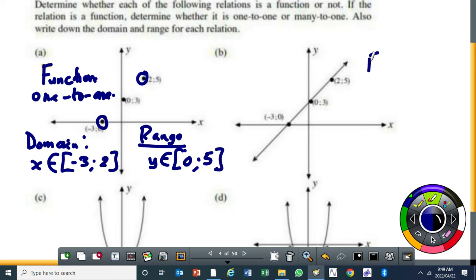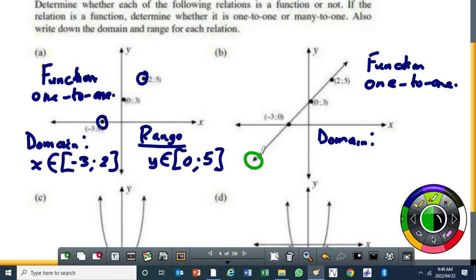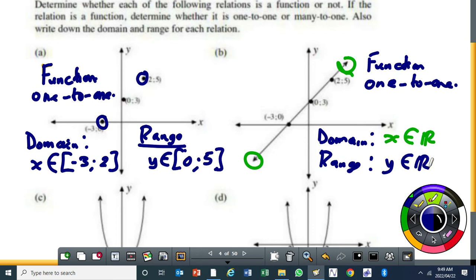So this is a function, and it's also one-to-one. But the domain: we are going to start from -infinity up to positive infinity. How do I know? It's because of the arrow here and that arrow there. So I can write this as x is an element of real numbers. Are you following that? And then the range will be y is an element of real numbers.